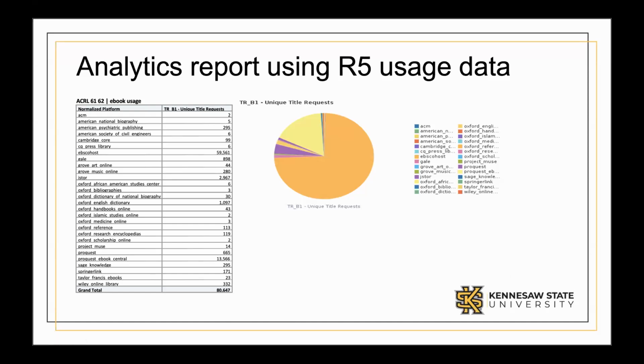So here's the report data that I mentioned from TRB1, unique title request, and that you can pull in Alma Analytics, and you can pull all the other data that's brought in by this SUSHI harvesting process.